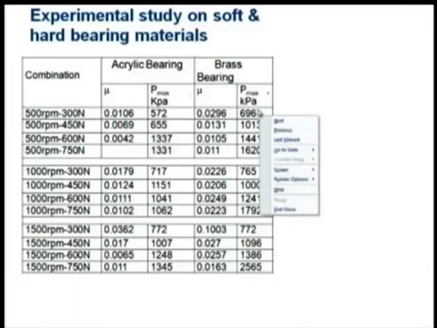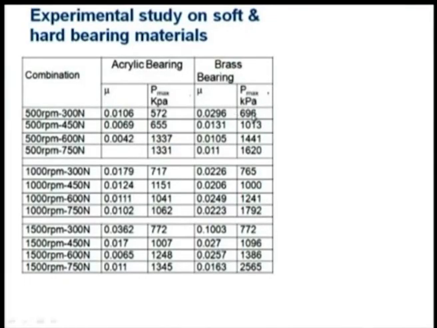This is happening over here: same load situation, same speed condition, but maximum pressure in the brass case is around 696 kilopascal, while here it is around 20% lesser, 572 kilopascal. The same situation holds as speed is kept the same but load is increased. We can see that from 572 it has reached 1331 at 750 Newton, while in the brass case it reaches 1620 kilopascal, or 1.62 megapascal, while in this case 1.3 megapascal. So again, a 20-25% difference in the maximum pressure happens because of deformation.